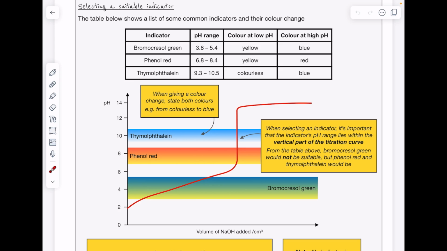These colours here represent their range. So as you'd expect, that sits between 9.3 and 10.5. This one sits between 6.8 and 8.4. Bromocresol green, that has a range of 3.8 to 5.4, as you can see, doesn't sit within the vertical part of the titration curve and as a result would not be suitable.